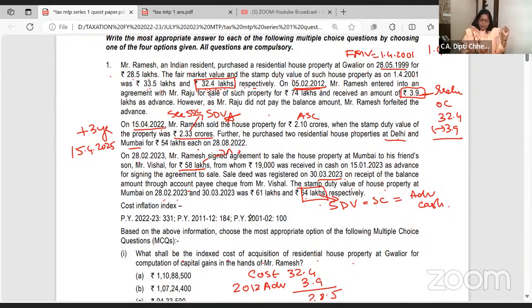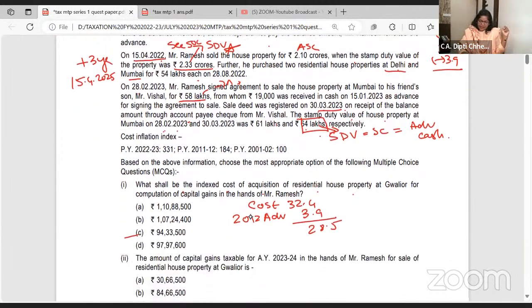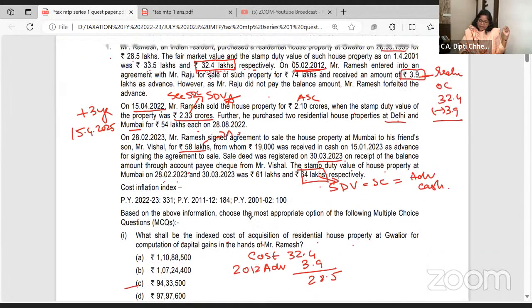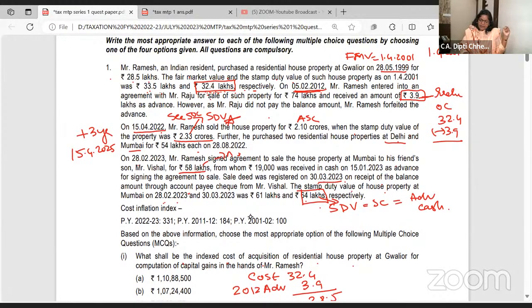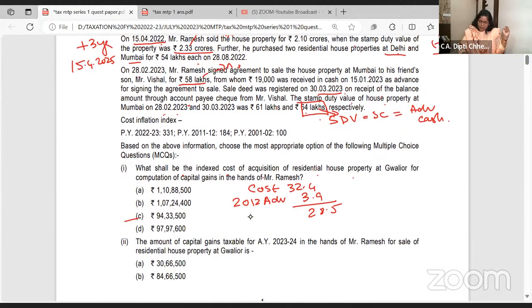Abhi 32.4 is the FMV. That's what we have taken as the cost. And because advance money is forfeited, I think I made you write. Yeah. In 2012, before, you have to reduce it and then take index. And this is 100. Or ye 100 hai. Aur abhi ka index kitna hai? Aapko diya hai 331. So what was available in 100 has become 331.